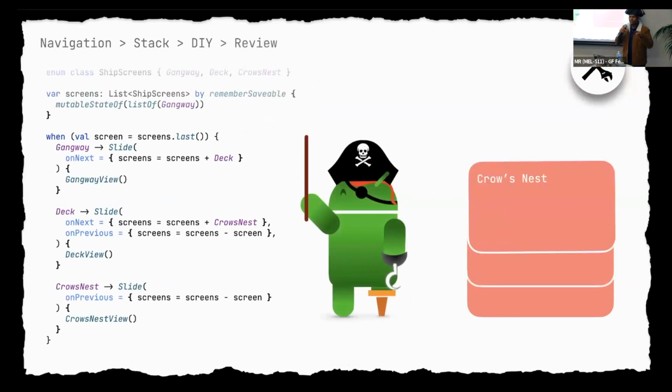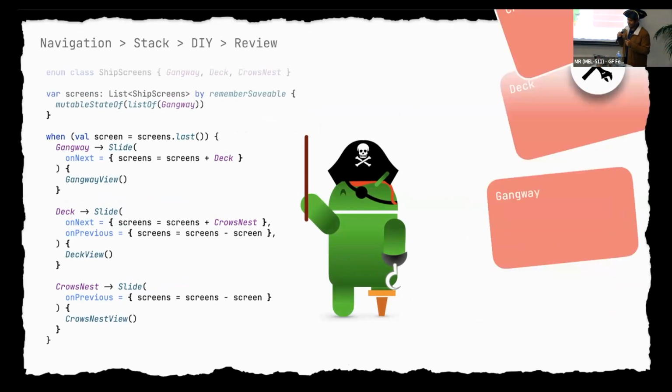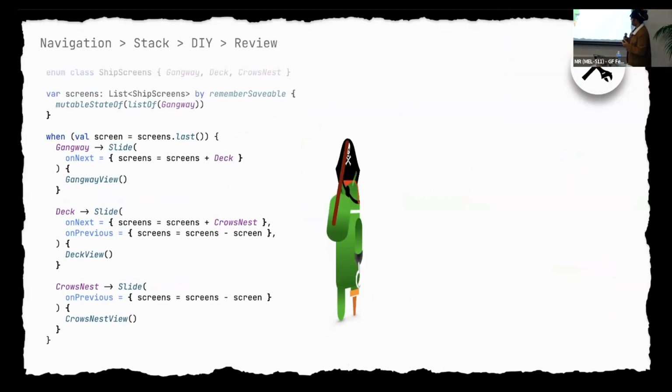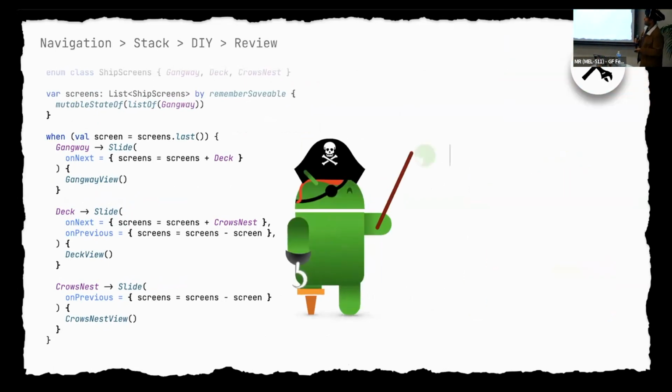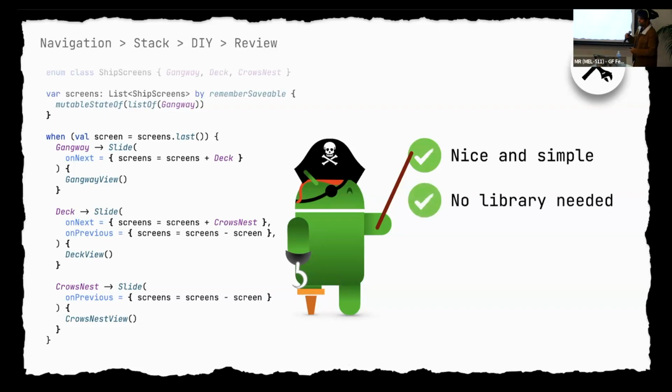So it takes about 42 lines of code to do this for yourself, but let's actually have a quick review here. It is pretty nice and simple, right? It's not too much going on here. Again, we are just talking about static screens, so it doesn't really work well for complicated screens, but let's start simple, I guess. And number 2, you don't need a library. It's just pure Compose without any added libraries on top.